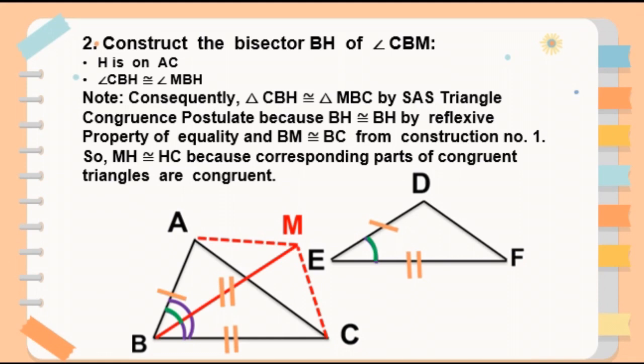Second, construct the bisector BH of angle CBM. H is on AC and angle CBH is congruent to angle MBH. Note, consequently, triangle CBH is congruent to triangle MBH by SAS triangle congruence postulate because BH is congruent to BH by reflexive property of equality, and BM is congruent to BC from construction number 1. So MH is congruent to HC because corresponding parts of congruent triangles are congruent.